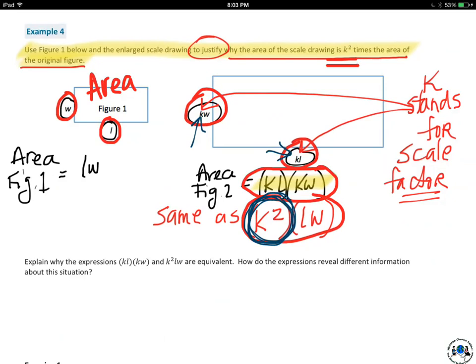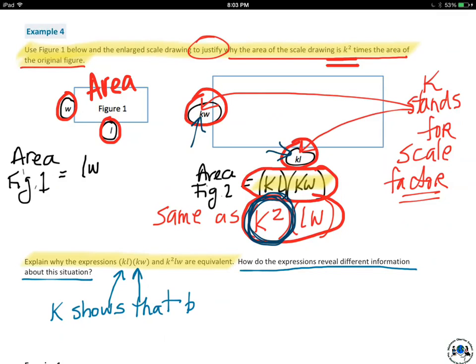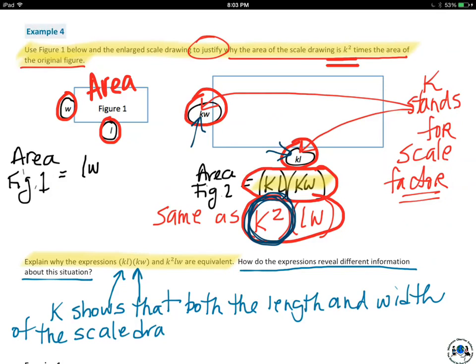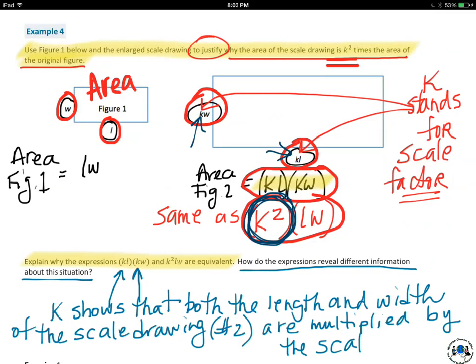All right. So again, let me just see what different strokes I have, because I know I'm making a big mess. Okay, so explain why the expressions K times L times K times W and K squared LW are equivalent. Okay, and so how do these expressions reveal different information about the situation? So let's go ahead and justify this. So K shows that both the length and the width of the scale drawing, number 2, are multiplied by the scale factor. Okay, that's what they show.